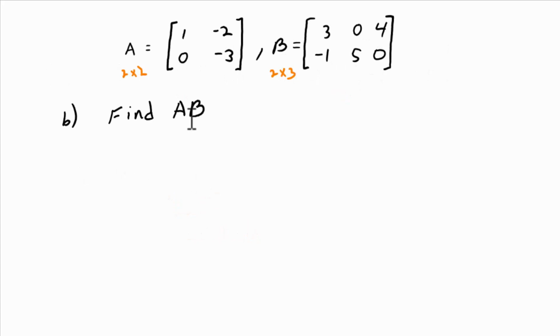We're going to look at whether or not we can do A times B. So now if we analyze the orders, A, like we said, is 2 by 2. B is 2 by 3. Can you do it? The inner numbers match up. The number of columns in A matches up with the number of rows in B. That's what has to happen. So this is defined. So by the way, what does that tell you right away?